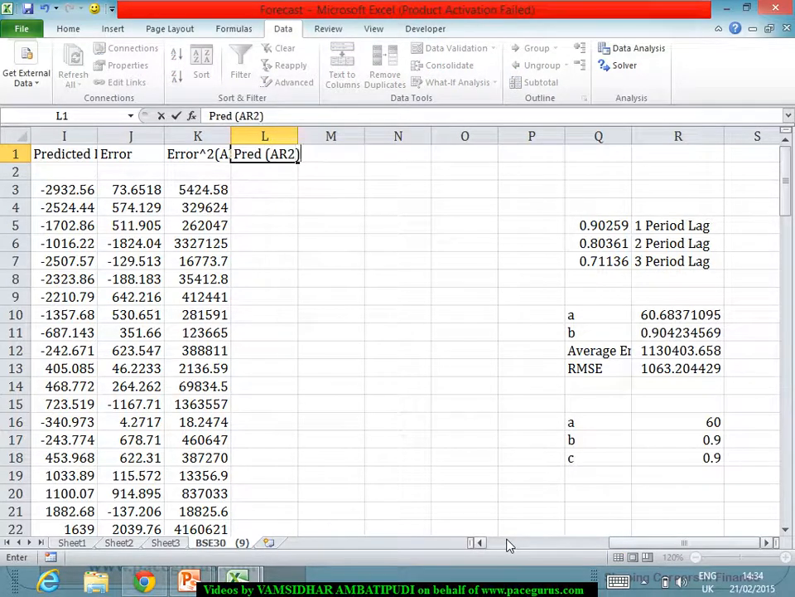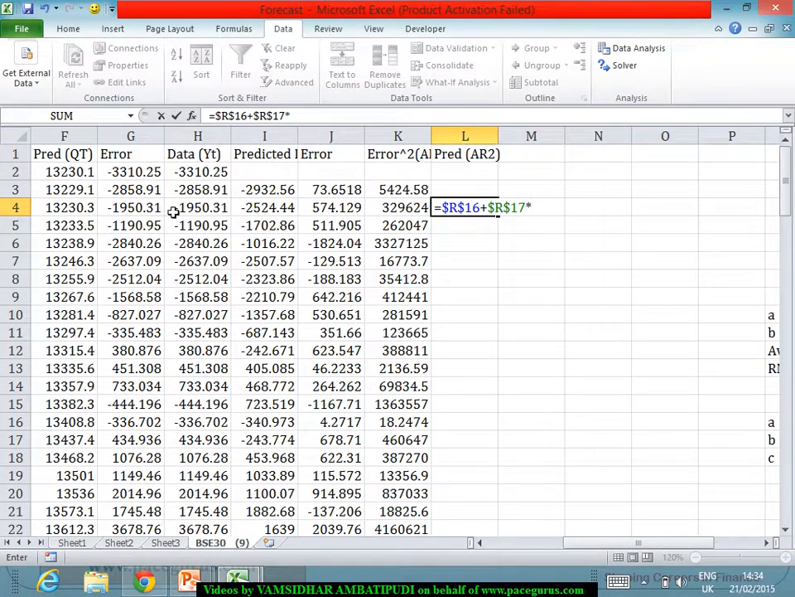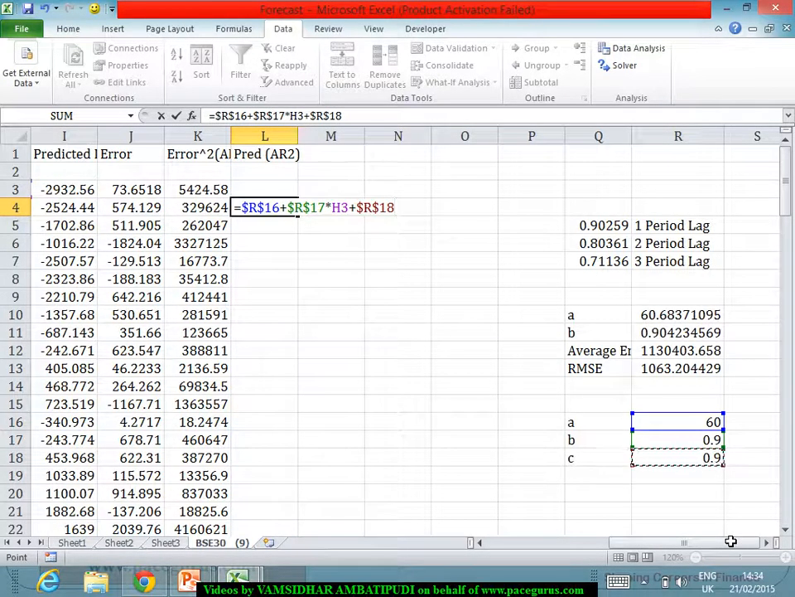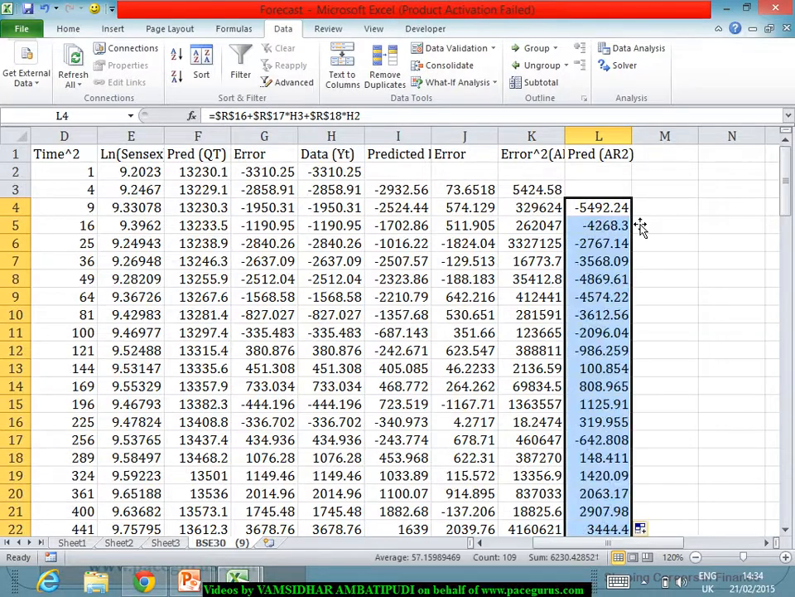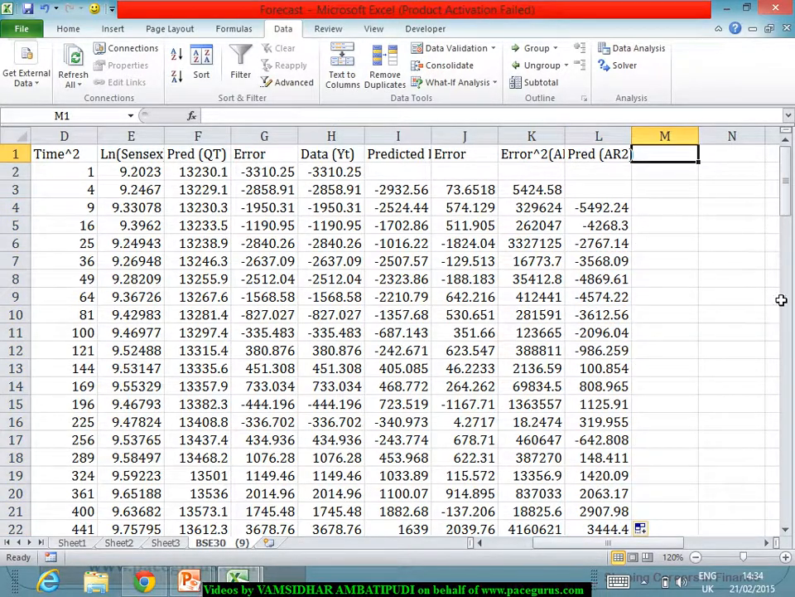Now based on this, I'll get the predicted values using the AR2 model, right? Because I need AR2, I'll start from here: A plus B times YT minus 1, this is YT minus 1, plus C times YT minus 2. So this is giving me my AR2 predicted values.